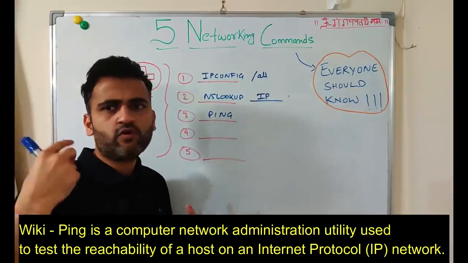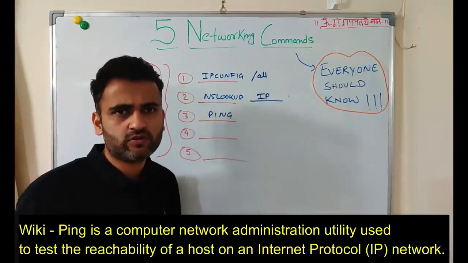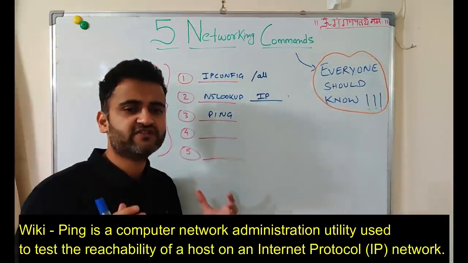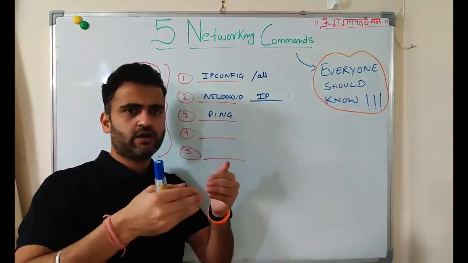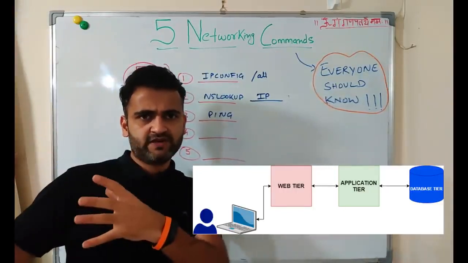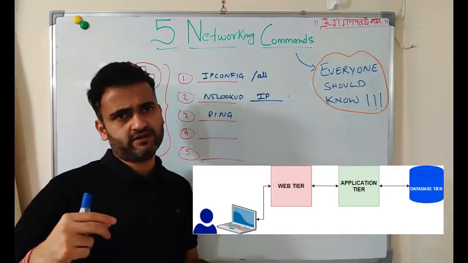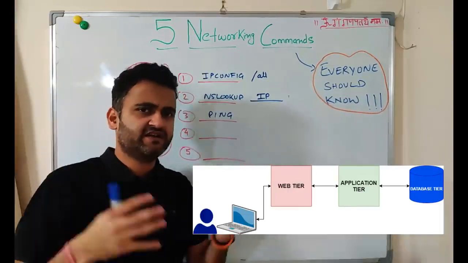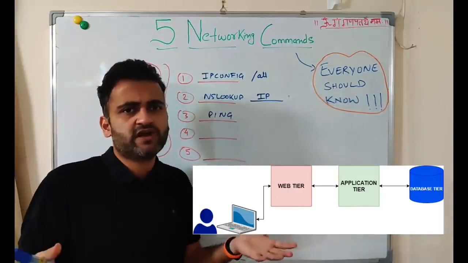So suppose you want to test, your application is not working, and your application is a 3-tier application where there is a web server, then there is an application server, and then there is a database server. So it's a 3-tier architecture. And whenever you're hitting, you are getting some error.